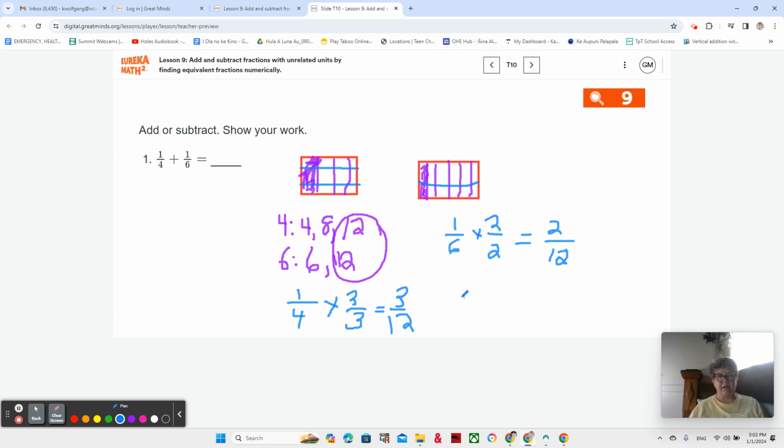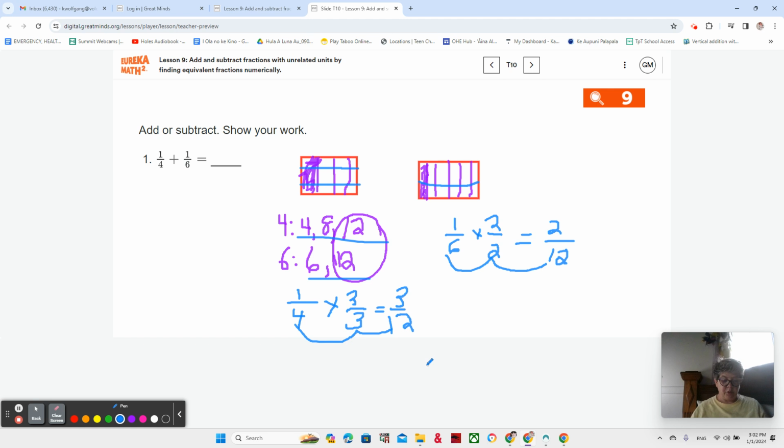We're going to list our skip counting, list our multiples, so we can see what we're changing them to. 6 times what equals 12? 4 times what equals 12? That's how we know what we're going to multiply by. Hopefully you're understanding that. And this is like so boring for you.